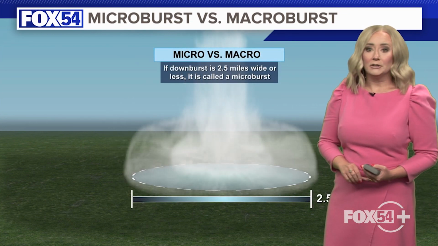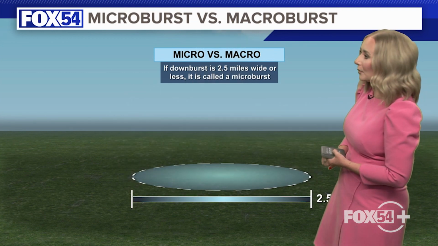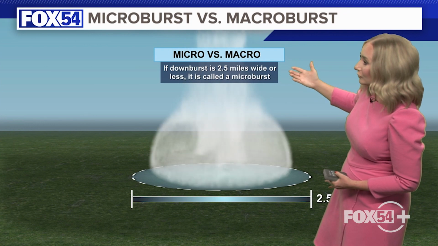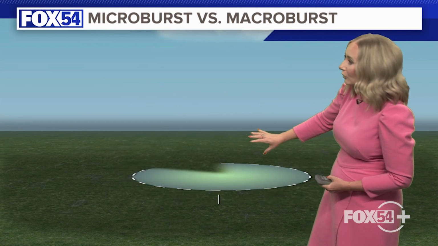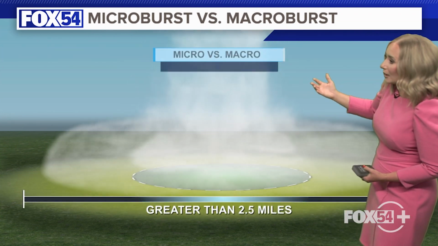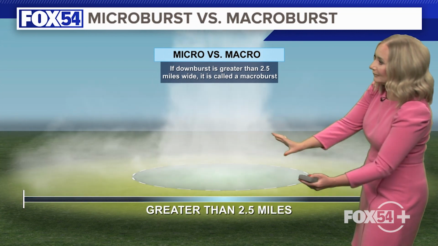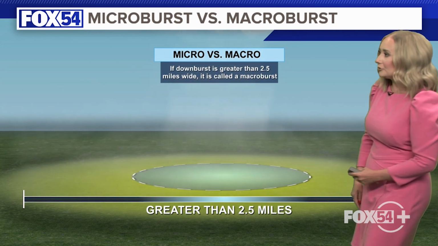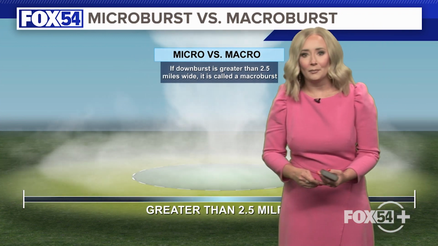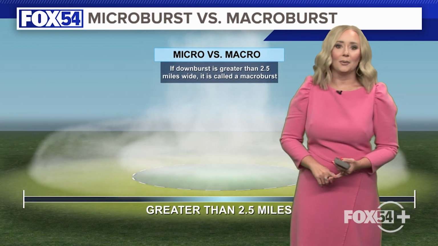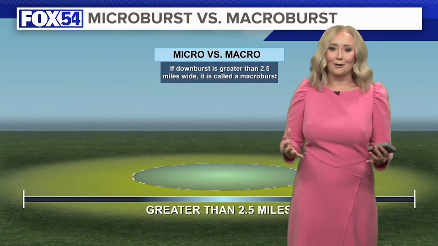So we have two different types of these events. We have a microburst and a macroburst. If a downburst is 2.5 miles wide or less, that's what we call a microburst. But if one of these is greater than 2.5 miles wide, that's what we call a macroburst. So that is what we usually see here across the Tennessee Valley in the summertime. Lightning, thunderstorms, we sometimes see these microbursts form as well. So that's what this is all about here.